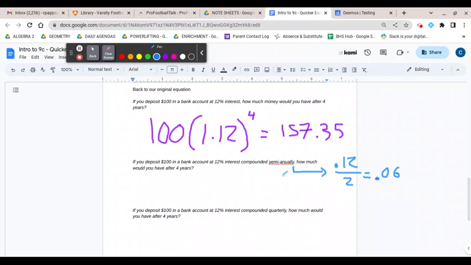All right, so here's what this means. So now we're going to have $100 going into the bank, and we're going to multiply by 1.06.